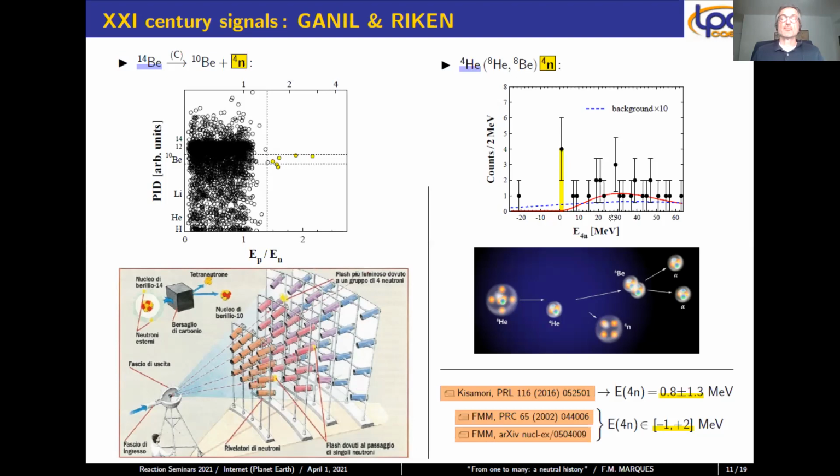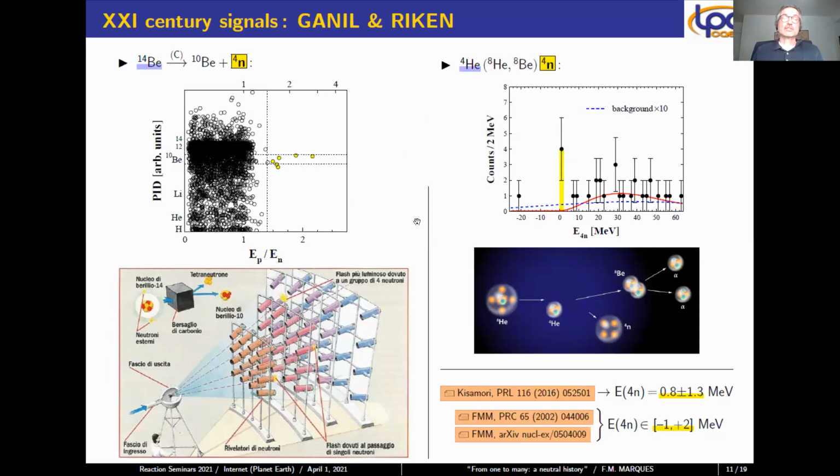With this, we established a possibility of between -1 MeV for a bound state or +2 MeV for a resonant state. The Riken result gave a 0.8 MeV resonance, but taking into account the systematic and statistical errors, it was plus or minus 1.3. So you see that both results, with very different techniques and very different beam energies, lead to very similar conclusions. They also have in common the low statistics, only 6 events here or 4 events here.